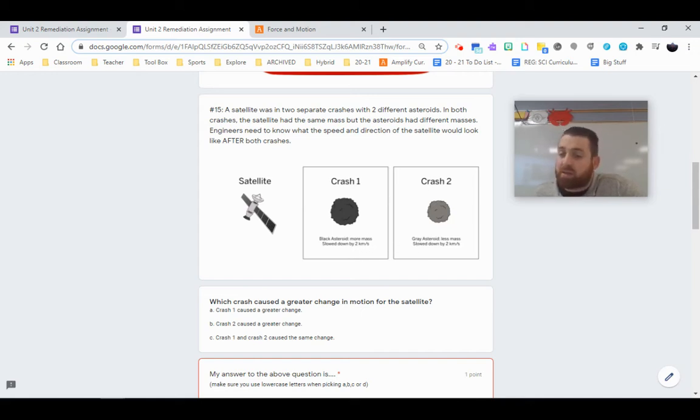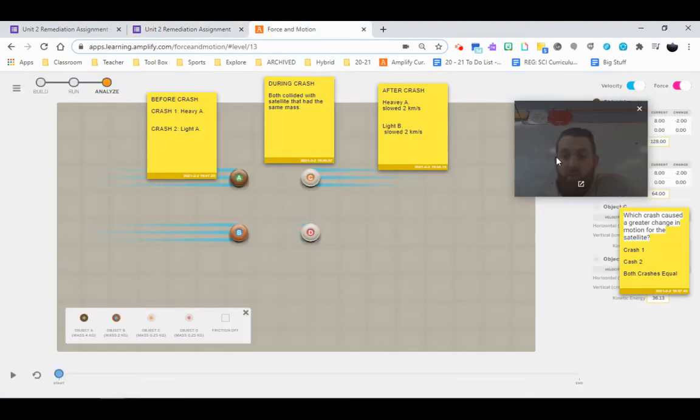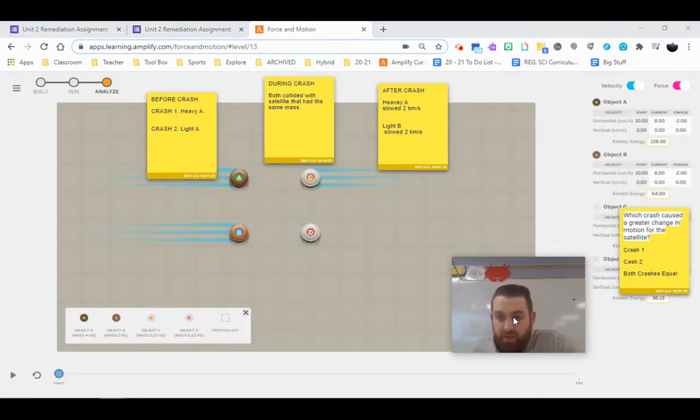So this is a lot like the skateboarding question we looked at in earlier parts when we had our different massed objects. So let's go ahead and look at what's going on and then how we have a good solid writing section here. So in our simulator, we have object A and B. Those are our asteroids, okay? Object A is our first crash with our heavy object. And then crash 2 is our lighter object colliding with our satellite.